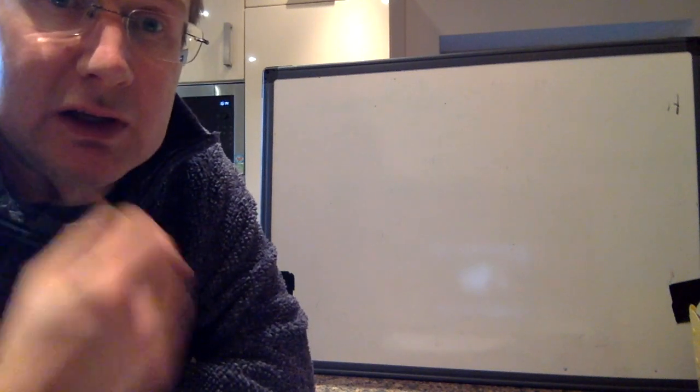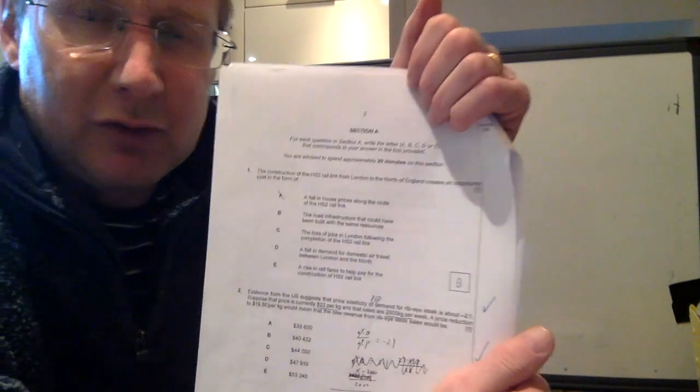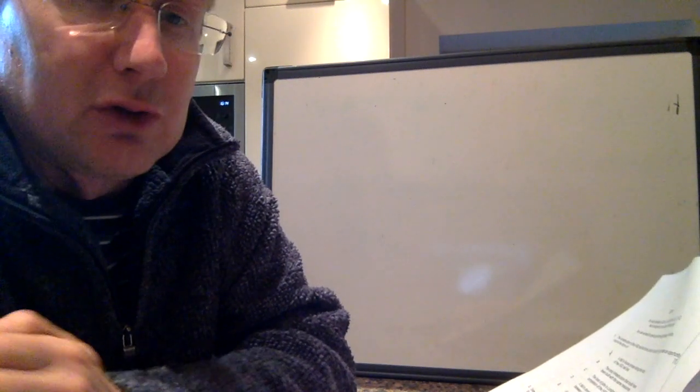Okay, so this is going to be the multi-choice section. Again, if we just start from the beginning, if you've got your paper, obviously that helps best. This one is: the construction of the HS2 rail link from London to the North of England creates an opportunity cost in the form of.